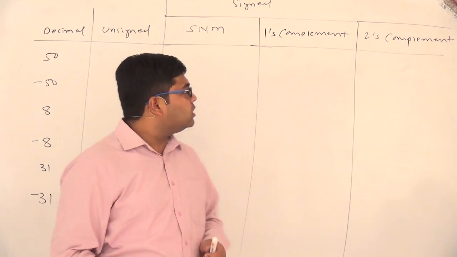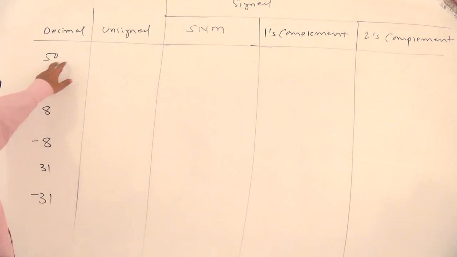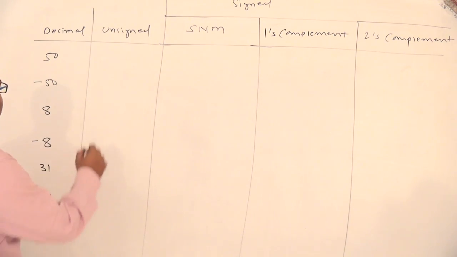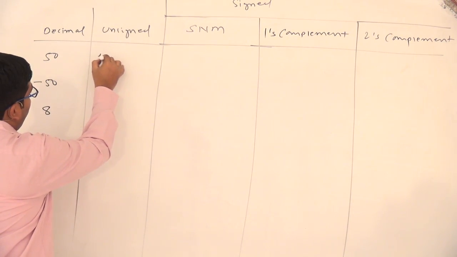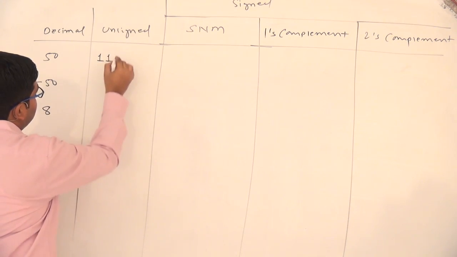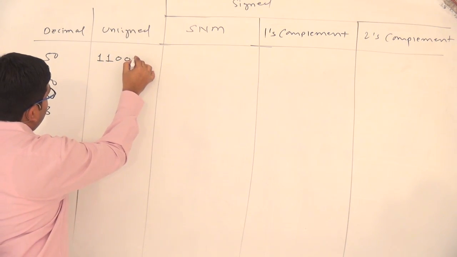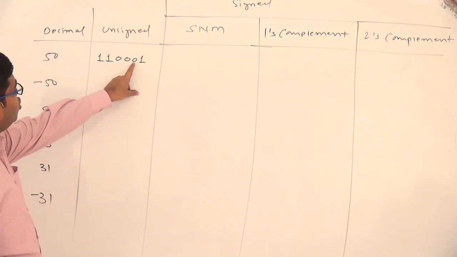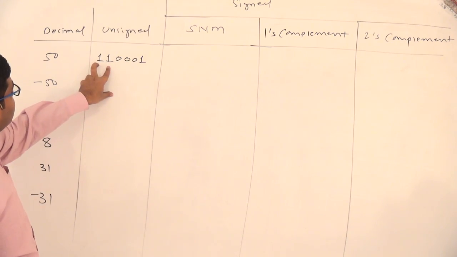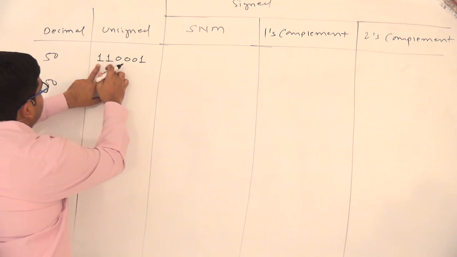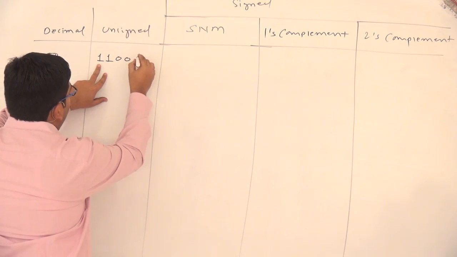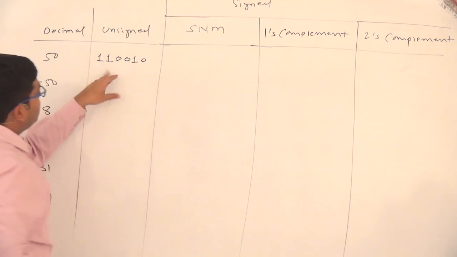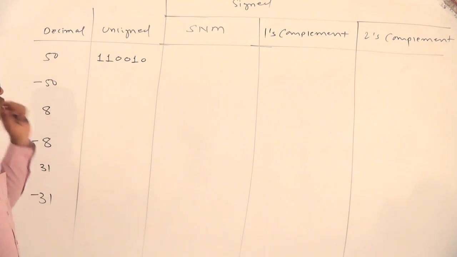Some more examples. So first of all, 50 in unsigned representation will be looking like 1, 1, 0, 0, 1, 0. Okay, so this is 1, 2, 4, 8, 16 and 32. 16 plus 32 will be 48, so we need to add 2. It will be 1, 1, 0, 0, 1, 0, which is 50.